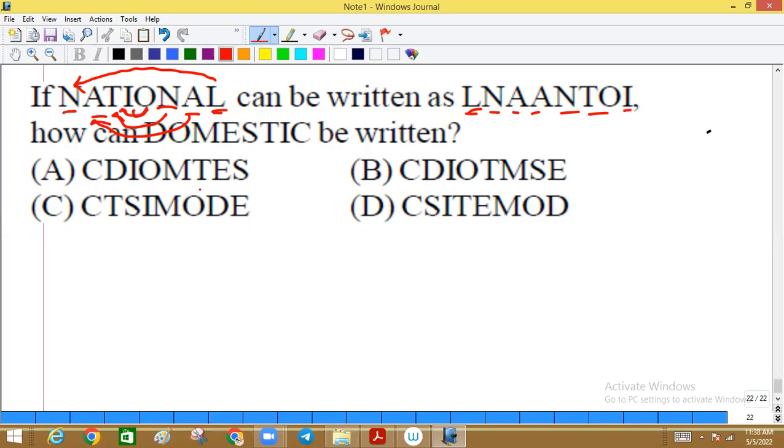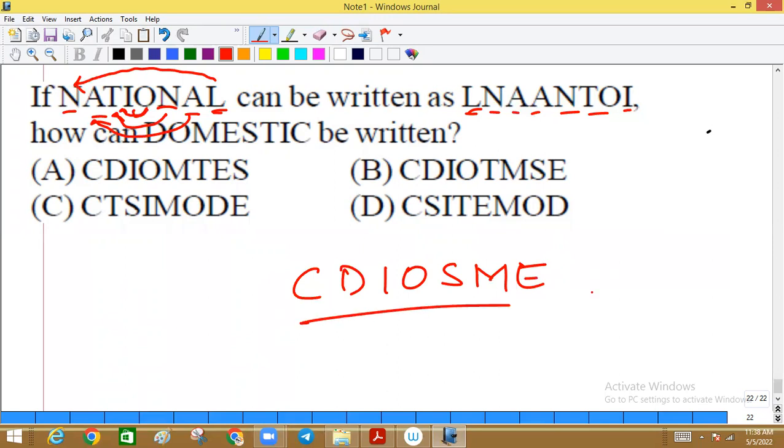So obviously we try to solve this one. So domestic, first one is CD, then followed by IO, SM, E is the last. That's it. Yes or no? You're missing something. T, TM. Okay. CD, IO, then TM. TM and SCR.